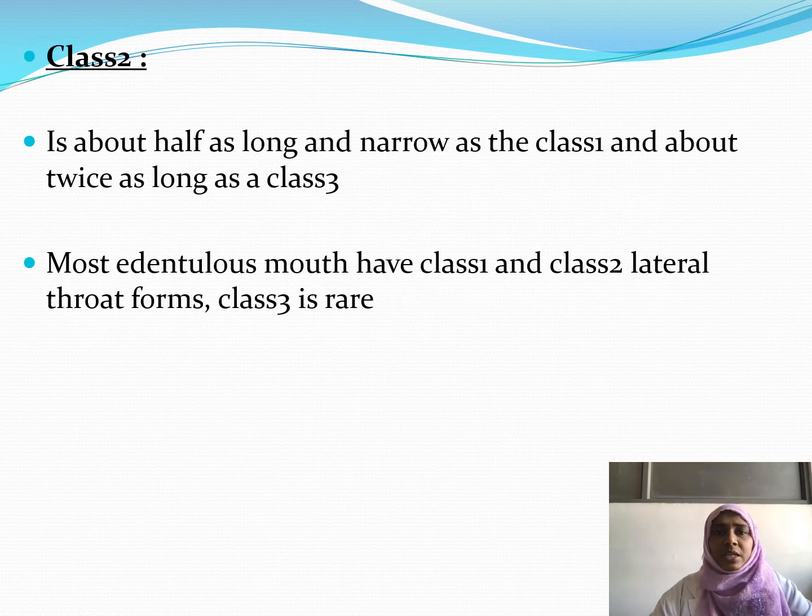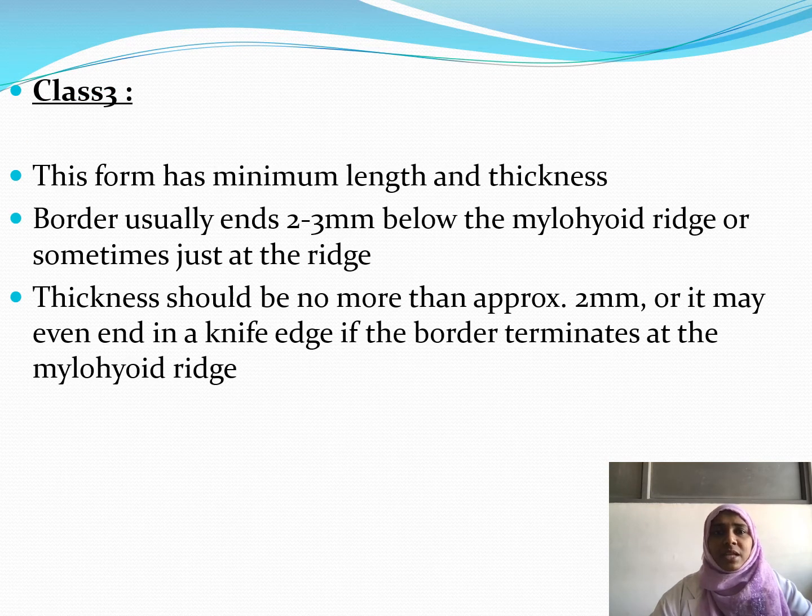Class 2 is about half as long and narrow as class 1 and about twice as long as class 3. And class 3 has minimum length and thickness.